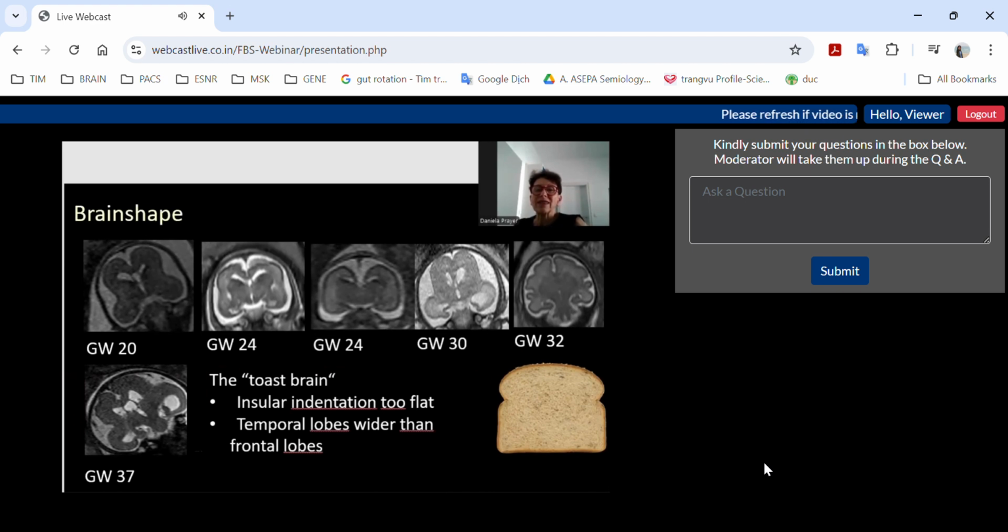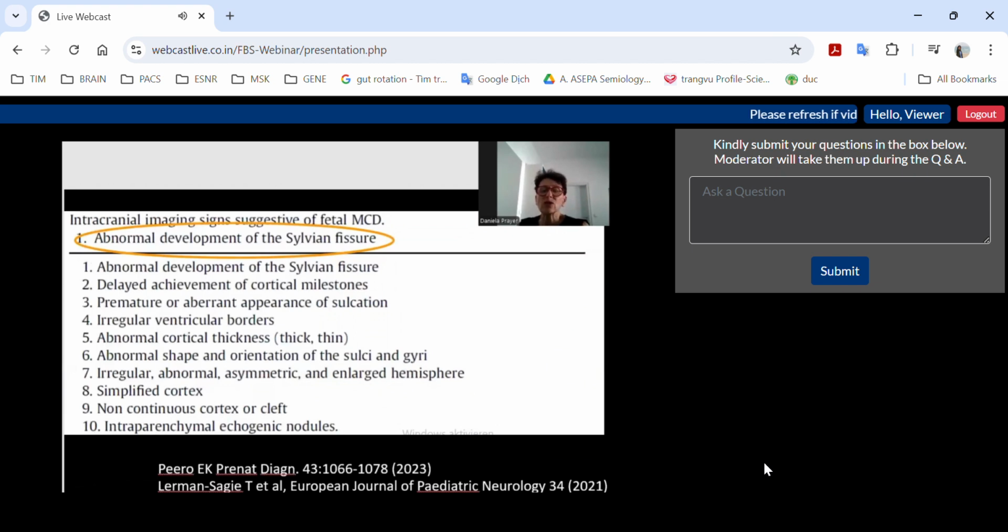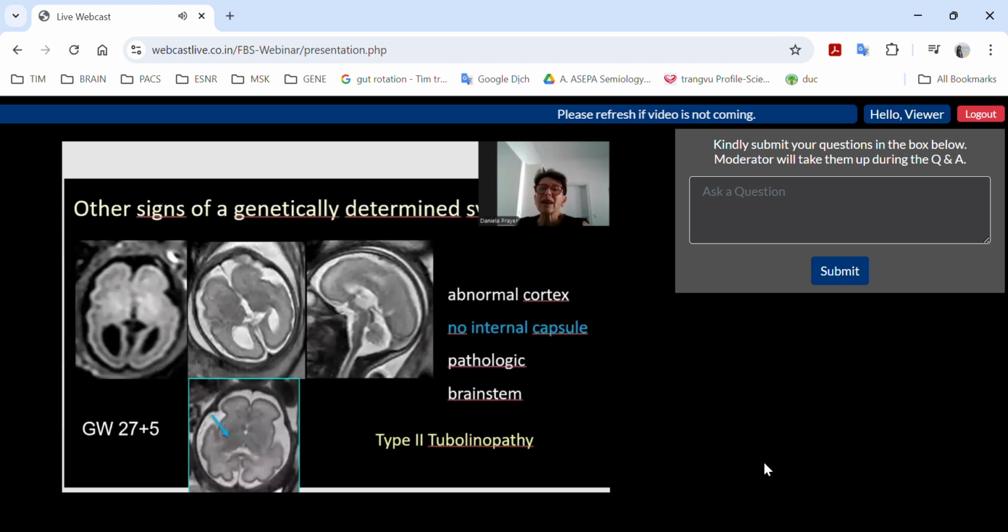Some years ago, we found that this flat brain that we call toast brain, where the insular indentation is too flat and the temporal lobes are wider than the frontal lobes, may be a strong sign of a genetically determined malformation of cortical development, and of course, this has already been described in literature. Other signs of a genetically determined syndrome, what we see here is, in addition to an abnormal cortex, you have the pathological brainstem and the delineation of the internal capsule that you see perfectly in the case in the blue frame is missing in this example of type 2 tubulinopathy.